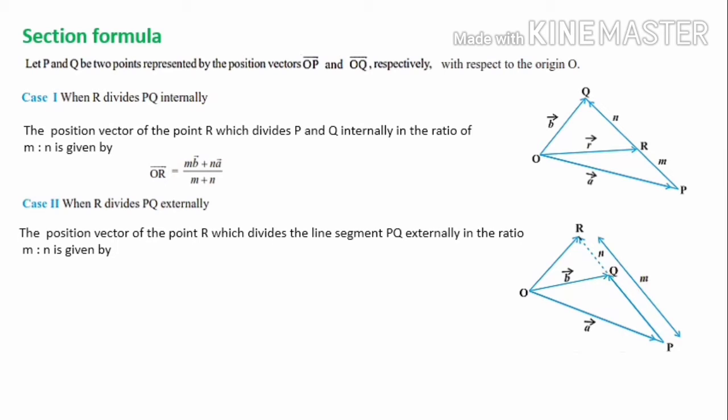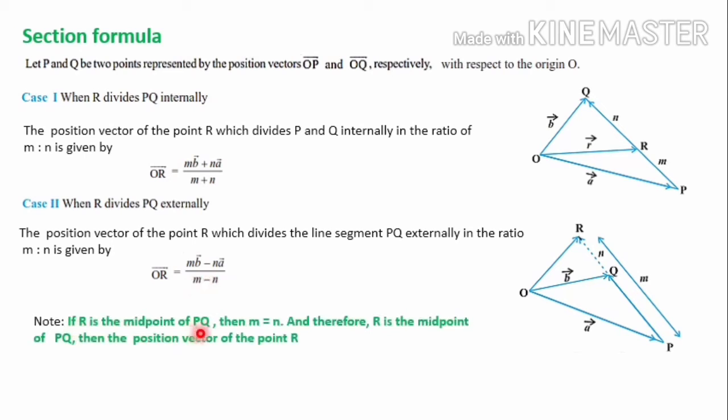So the position vector OR is equal to m into vector B minus n into vector A divided by m minus n. For internal division, the formula is vector OR equals m into vector B plus n into vector A by m plus n. For external division, the position vector OR equals m into vector B minus n into vector A divided by m minus n.